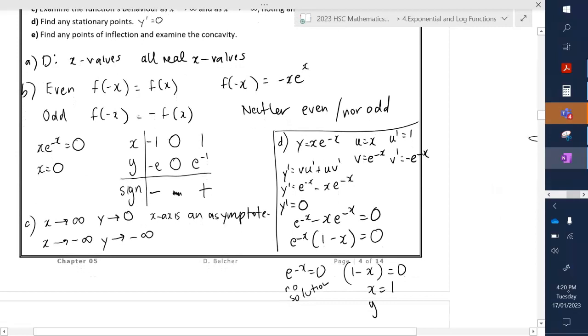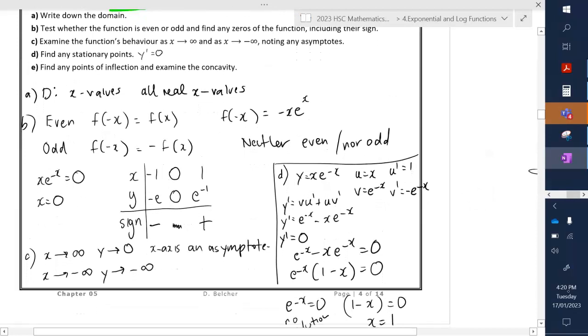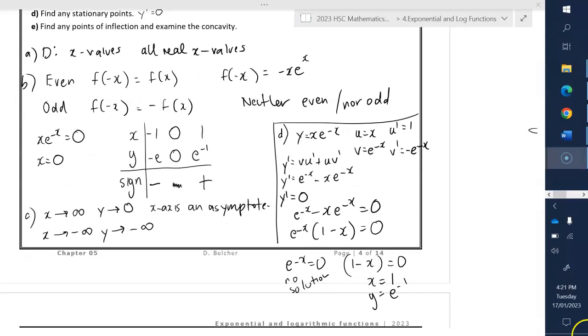When x is equal to 1, we need to find y because it wants the stationary point. y is going to be equal to 1 times e to the minus 1. Now, we could examine the concavity of that stationary point by looking at the second derivative, but I already know from my part B up here that at x equals 1, it was positive. So I'm going to have a maximum at that point for my stationary point. So I don't need to examine that any further.